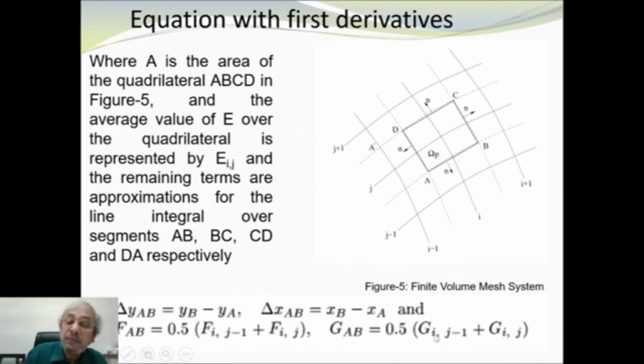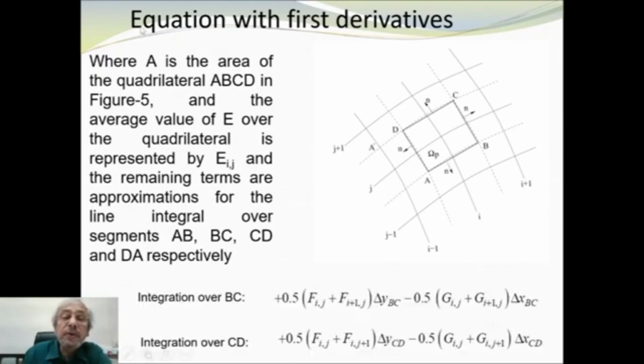So GAB is half of Gij minus 1 plus Gij, that is 0.5 times Gij minus 1 plus Gij, and then this will be multiplied by delta XAB, which will be the mass flux in the y direction. G is nothing but rho V, and F is nothing but rho U. So it's the flux in the X direction. U is basically the X direction velocity, V is the Y direction velocity. So net mass flux in the X direction, net mass flux in the Y direction. That way we can calculate.